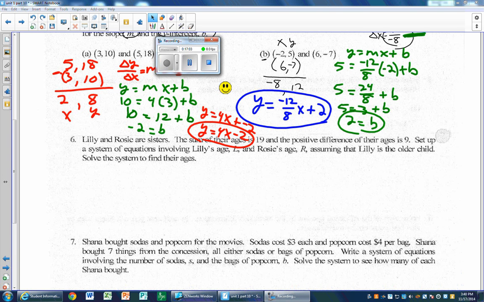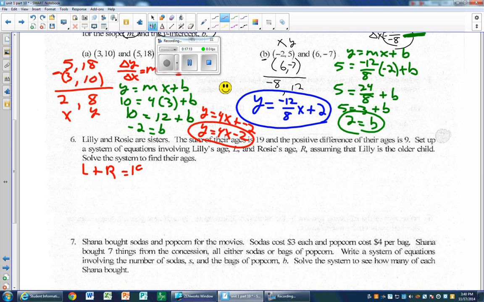Lily and Rosie are sisters. The sum of their ages is 19. I stop. Sum of their ages, the addition of their ages, L plus R, equals 19. The positive difference of their ages is 9. Well, if you read it several times, you know that Lily is the older. So if I give you two numbers, 5 and 18, and you subtract those numbers and we want a positive answer, are you going to do 5 minus 18? No, you're going to do 18 minus 5 to get the positive answer, the older one minus the younger one. So it's L minus R equals 9, the difference of their ages.